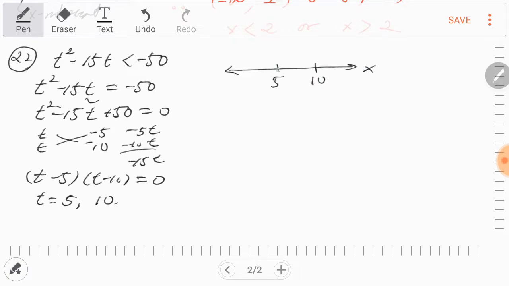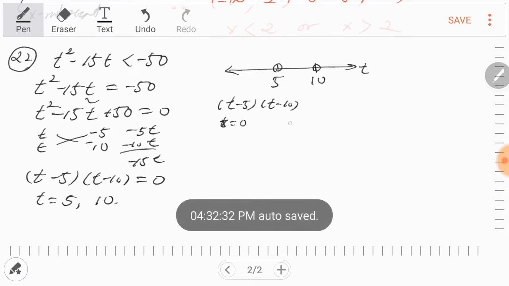And then when x is 5, then y is 0. X equals 10, y is 0. So there are 3 intervals. So let's find the sign for each interval. This is not x, right? This is t. This gotta be t. So let's use t equals 0.